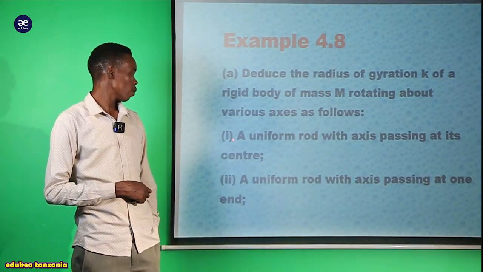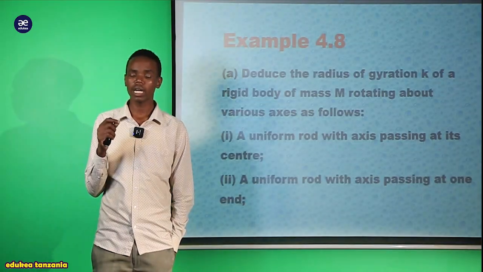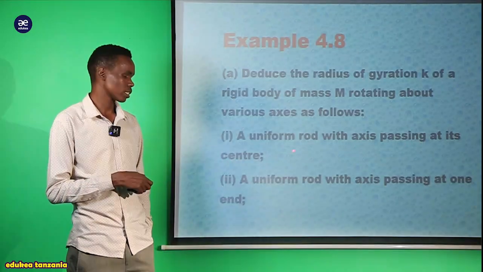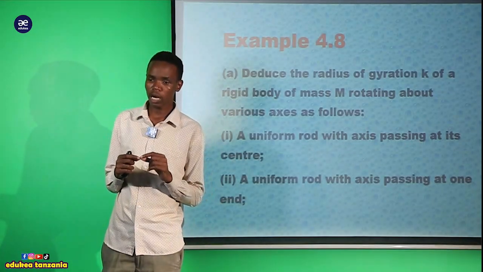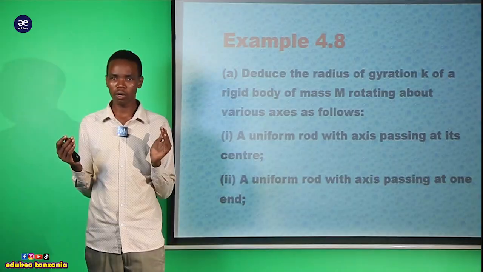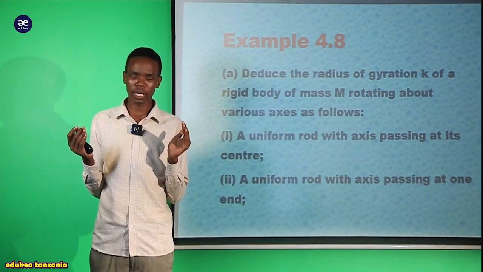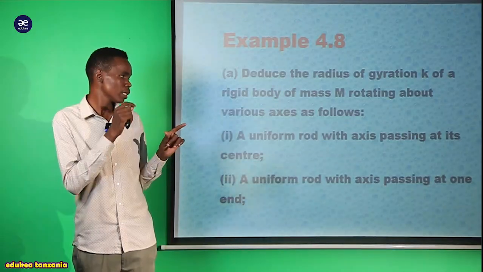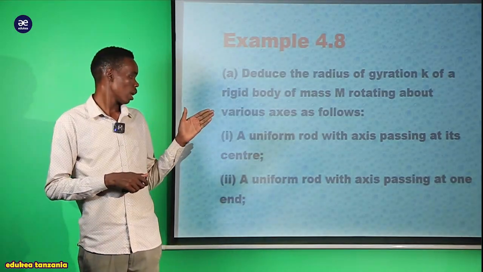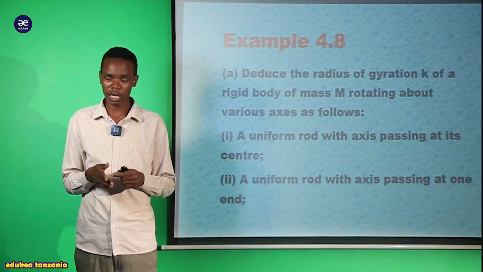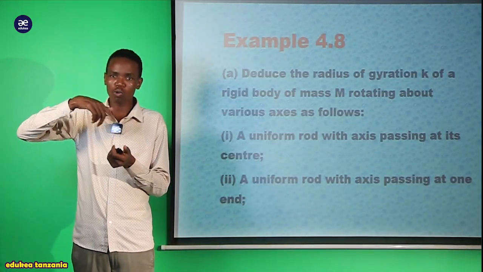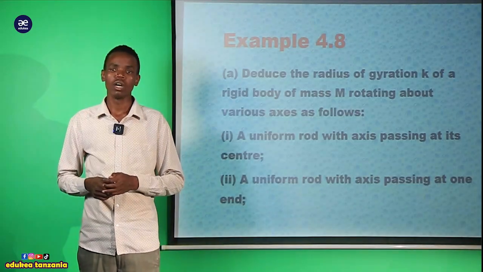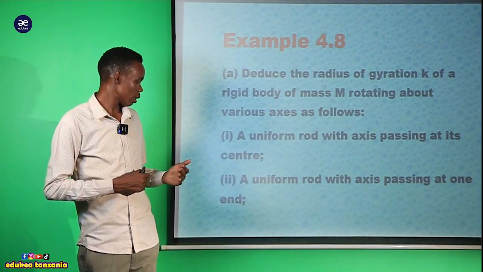So in Roman 1 here, let us deduce the radius of gyration for a uniform rod with the axis passing through the center. Imagine we are going to see the uniform rod. When we talk about the uniform rod, this is like the meter rule, and that meter rule has the axis of rotation passing through the center. Now we have our ruler, and the ruler tries to rotate about the center. Now, how can we get the radius of gyration? That is what we have been asked in Roman 1.